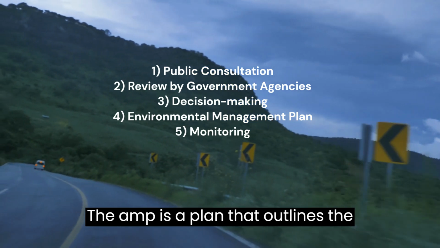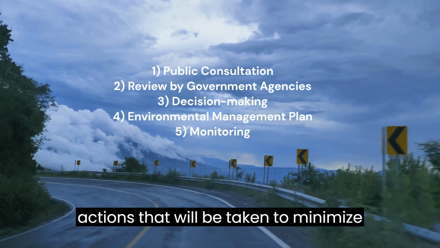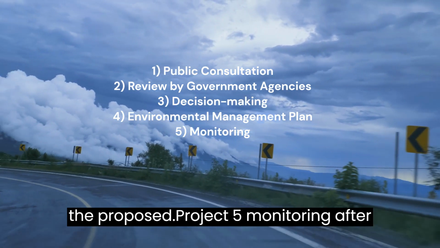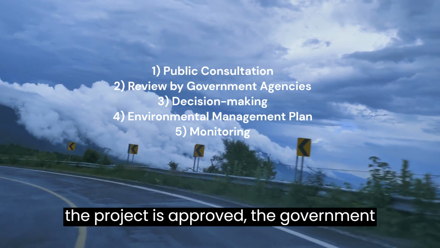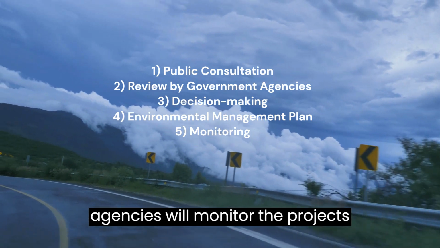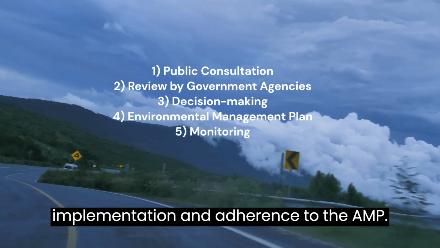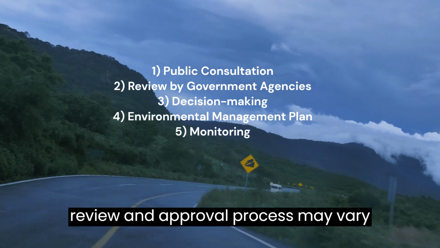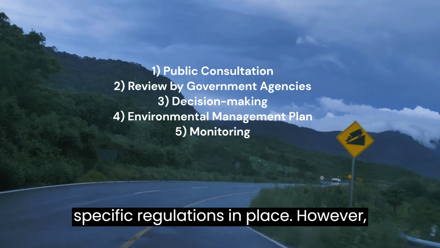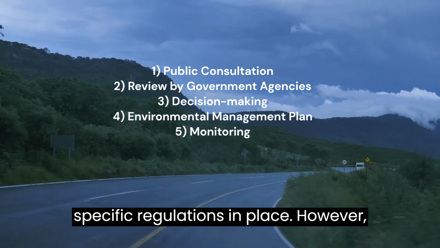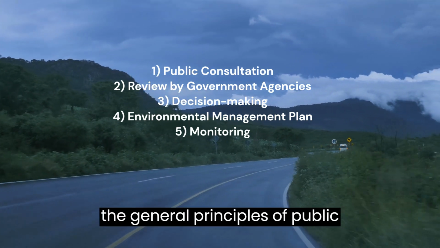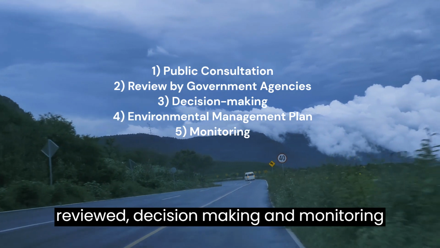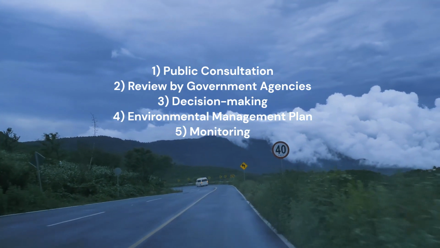The EMP is a plan that outlines the actions that will be taken to minimize the potential environmental impacts of the proposed project. 5. Monitoring. After the project is approved, the government agencies will monitor the project's implementation and adherence to the EMP. It is important to note that the EIA review and approval process may vary depending on the country and the specific regulations in place. However, the general principles of public consultation, government agency review, decision-making, and monitoring are typically followed.